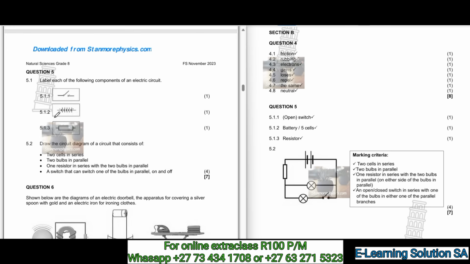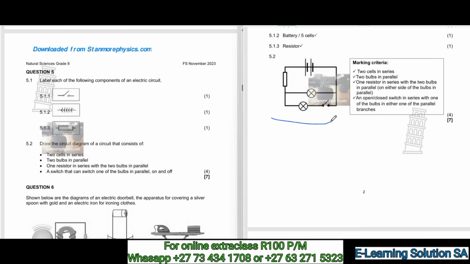5.1.2, it's a battery of 5 cells. 5.1.3, resistor. So 5.2, draw the circuit diagram of a circuit that consists of 2 cells in series, 2 bulbs in parallel, 1 resistor in series with the 2 bulbs in parallel, and a switch that can switch one of the bulbs in parallel on and off.